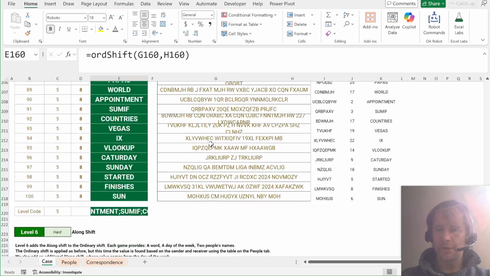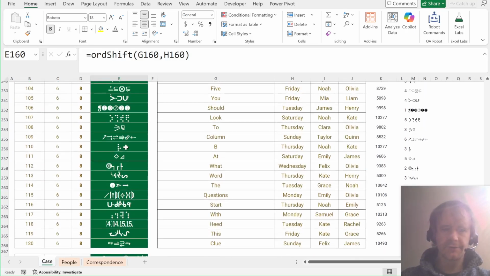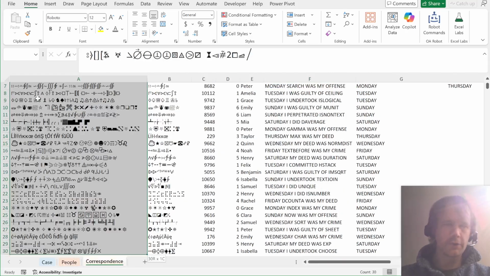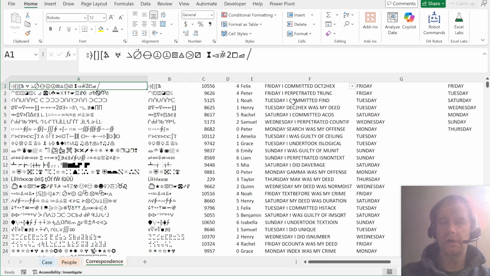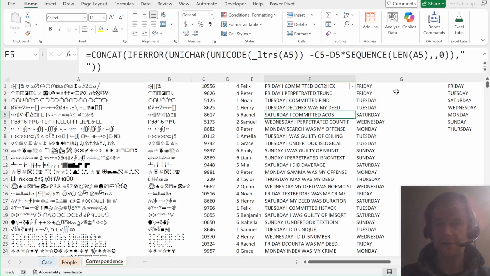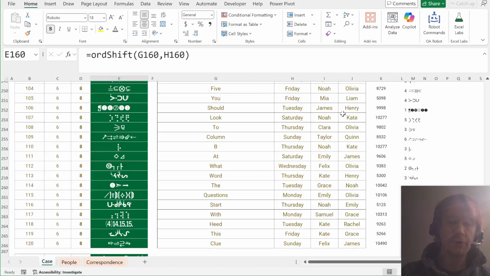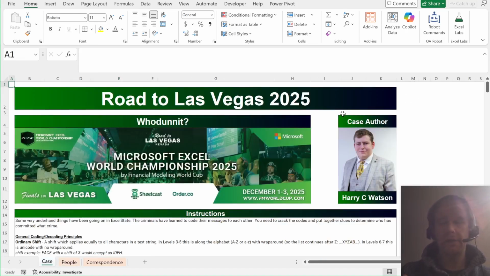And then you decrypt longer messages. Then you get toward the end into this sort of funkier stuff with really wacky Unicode messages that you have to decode into confessions of crimes which turn out to be Excel functions, like Friday I committed octohex, or Tuesday I committed find, or Saturday I committed acos, and so on. That was as far as the original case got, but it was named Whodunnit, and the whole idea was that you were trying to use this cryptography, this decryption, to crack a murder. And so the final level and the few bonuses associated with that were all about cracking that murder.